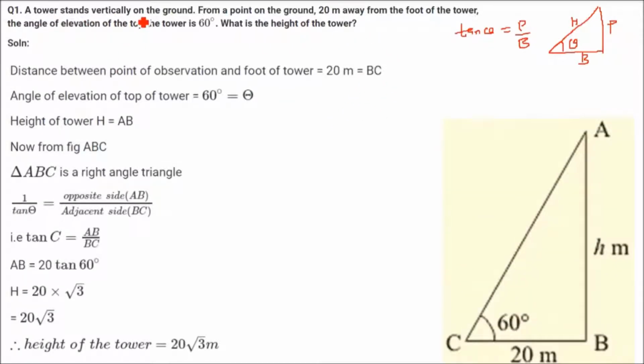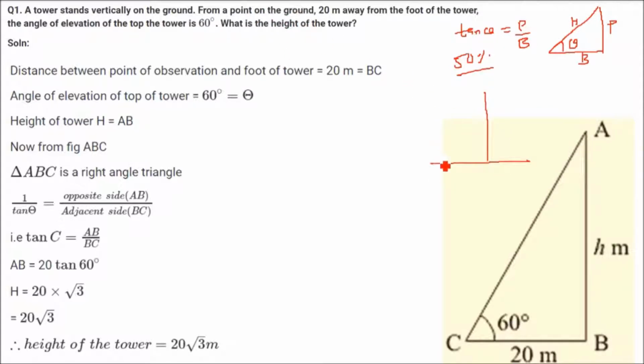A tower stands vertically on the ground. So what we have to do is make a figure. 50% of the solution is making the figure. If you are able to make the figure correctly, then the problem will not be that difficult. But the figure is very important, so you have to make a figure first. That is, a tower stands vertically on the ground. So if this is the ground, this is a tower.